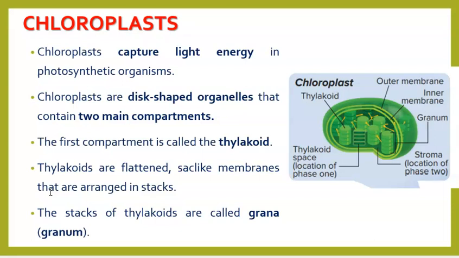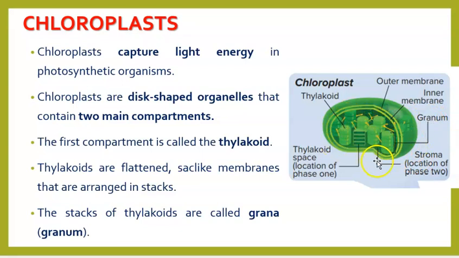Now the chloroplast is a double membrane structure. You have an outer membrane and an inner membrane. Inside the chloroplast, you see stacks of coins. Each coin is called a thylakoid, and together the stack of coins is called a granum. The plural is grana. Sometimes you will see the word grana. Grana means more than one granum. So each stack is a granum, and together they are the grana.